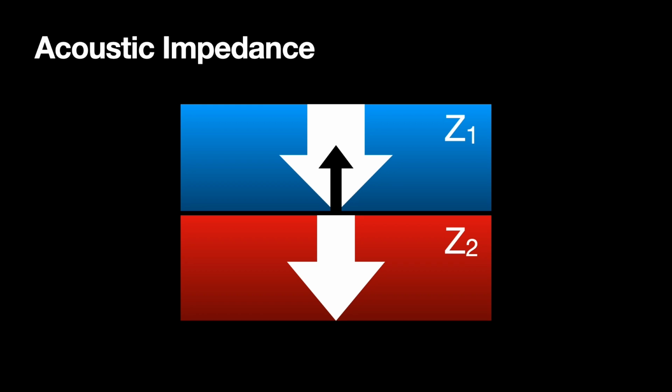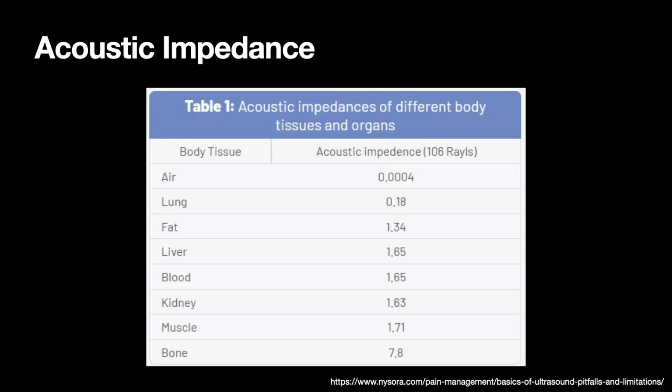Because the stone's really not going to allow the sound to penetrate through it. Now this can be shown a little bit more mathematically on a table. Most soft tissues you can see here, like fat, liver, blood, kidney, muscle, all live in a very similar range of impedances, 1.3 to 1.7 or so. There's a few outliers: air on the low end and bone on the high end.